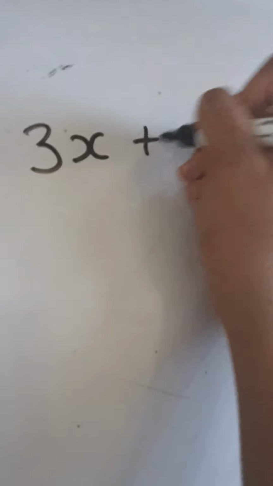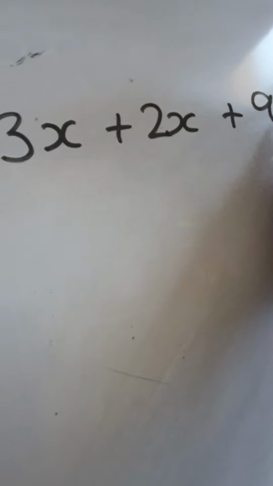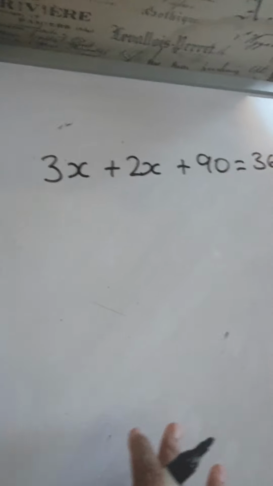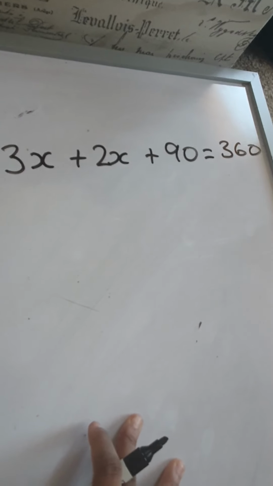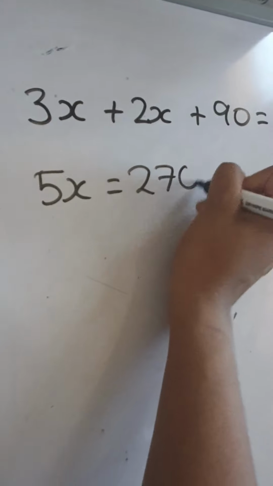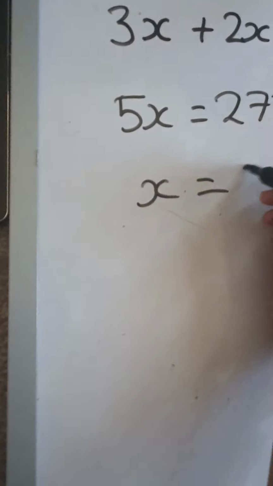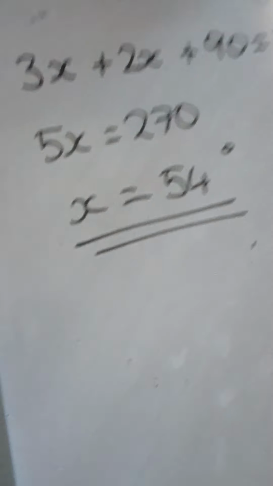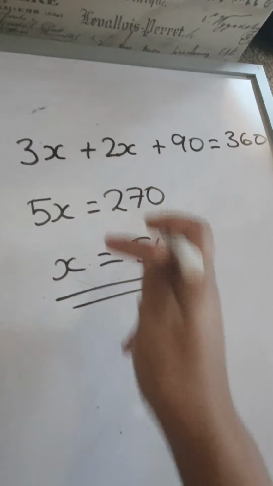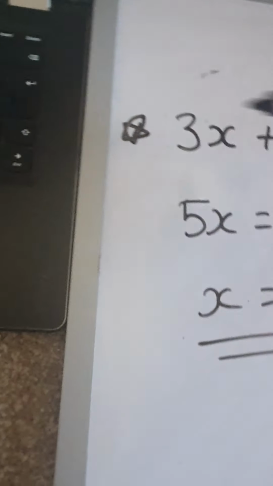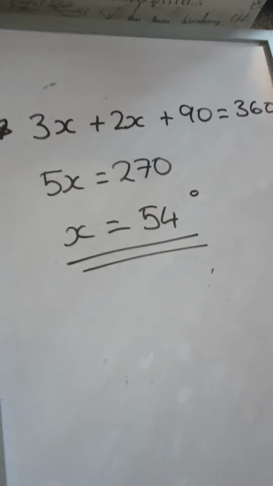So I would have to have 3x plus 2x plus 90 equals 360. That is the equation you can set up from the information that you know. So I've got 5x equals 270, and x would then be 54, let's say, degrees, because it is an amount of degrees. Okay, I've just solved that equation really quickly, but the important part was setting up the equation from the information that you know.